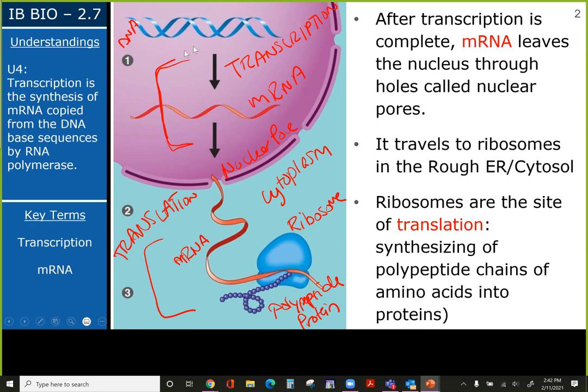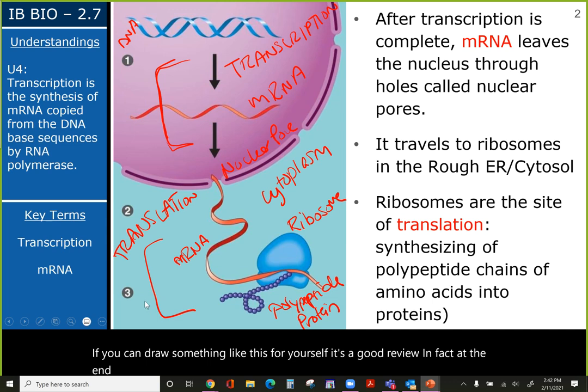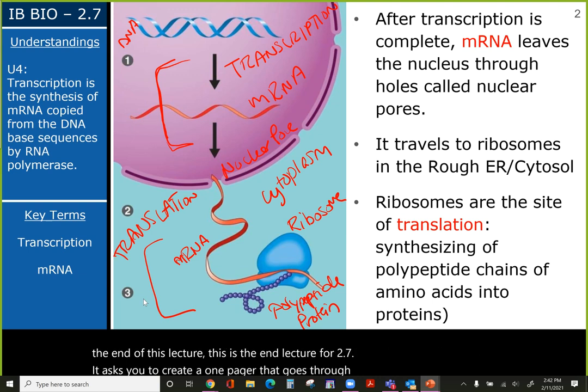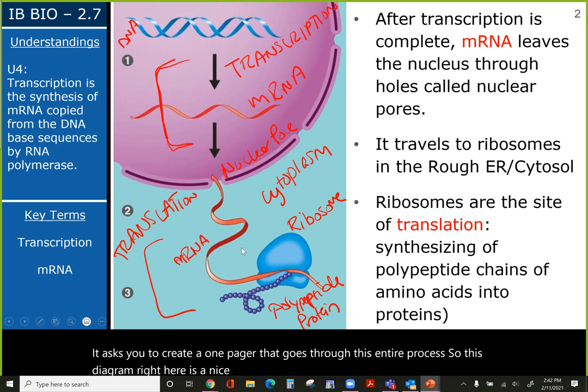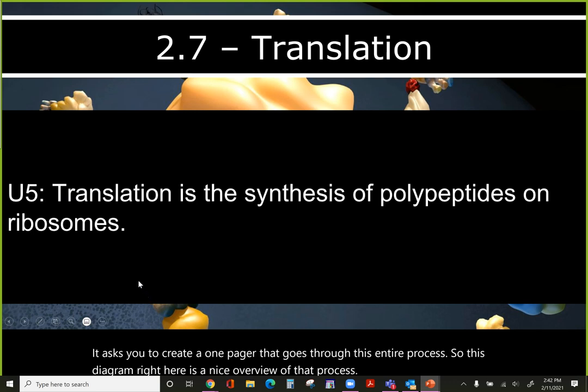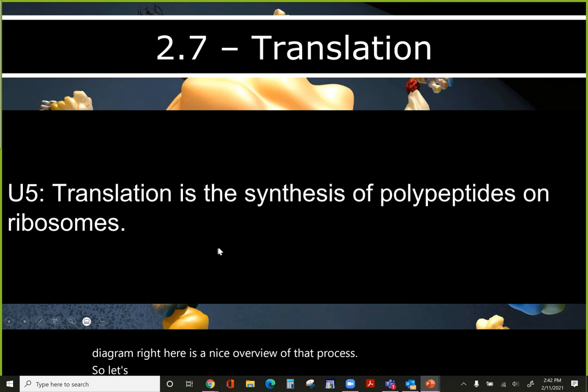If you can draw something like this for yourself, it's a good review. In fact, this is the end lecture for 2.7, and it asks you to create a one pager that goes through this entire process. So this diagram right here is a nice overview of that process. So let's talk about the specific understandings.